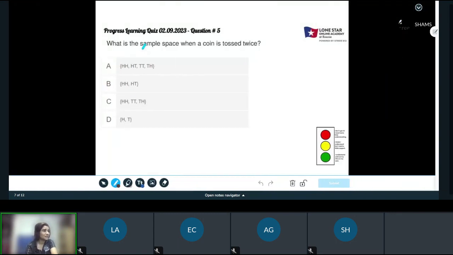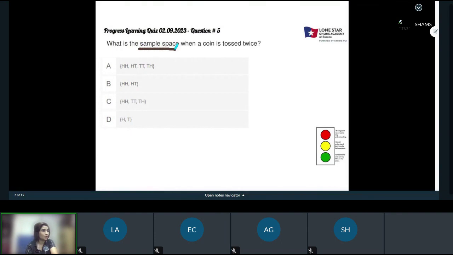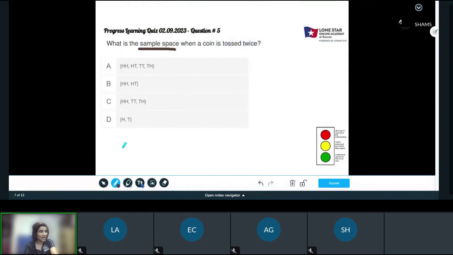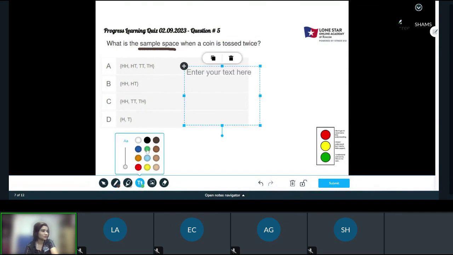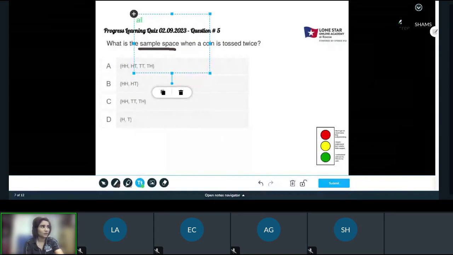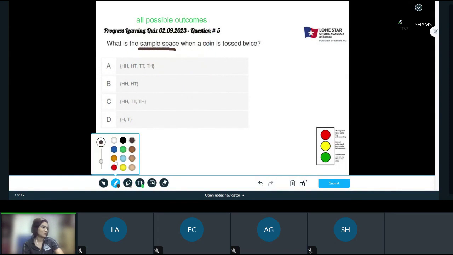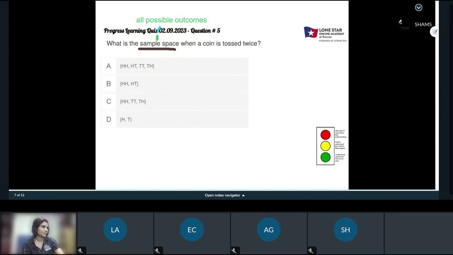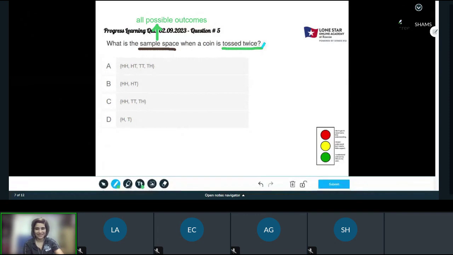Next question. What is the sample space when a coin is tossed twice? I'm going to see how you guys answer this question. I'm going to give you hints for sample space as a reminder. Sample space is all possible outcomes. That is what sample space is. If you toss a coin twice, 2 times, now I'm going to see how you answer because we went over this question.